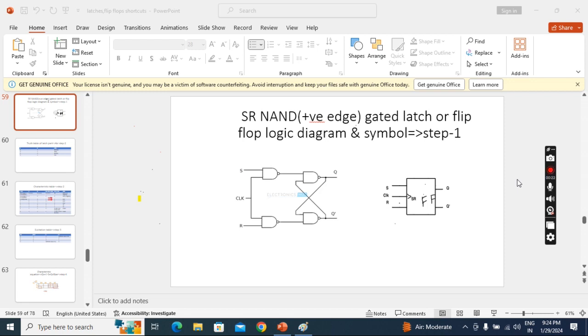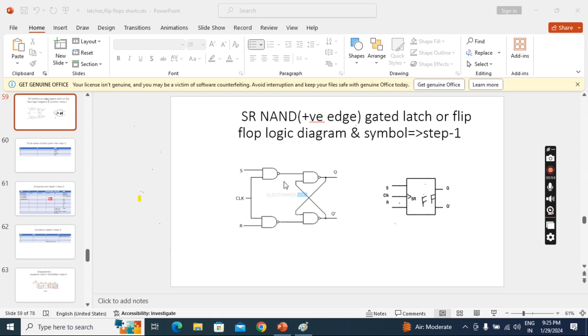So flip-flop means an edge triggered or edge sensitive device. We can also call this circuit an edge triggered gated latch. Edge triggered gated latch is nothing but a flip-flop, but a level triggered gated latch is not a flip-flop. So first, this is with the NAND latch part and with the positive edge.